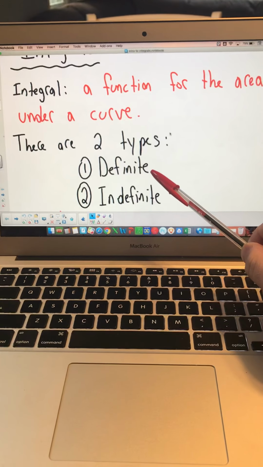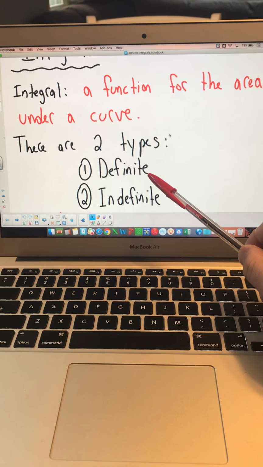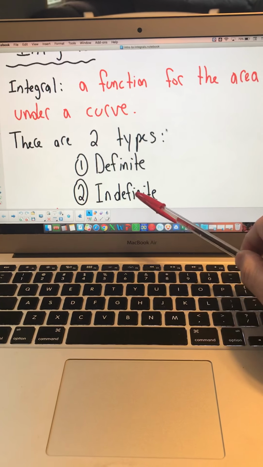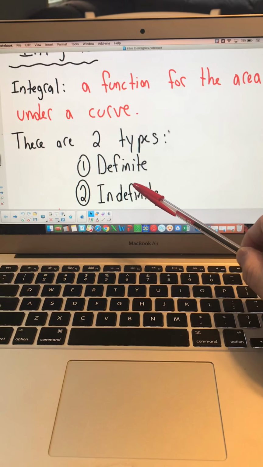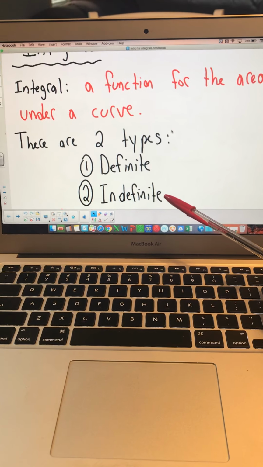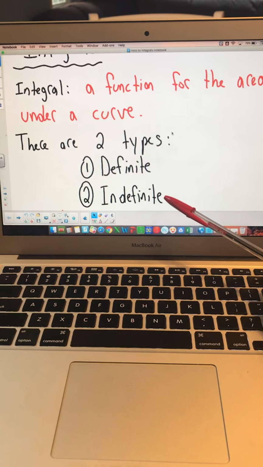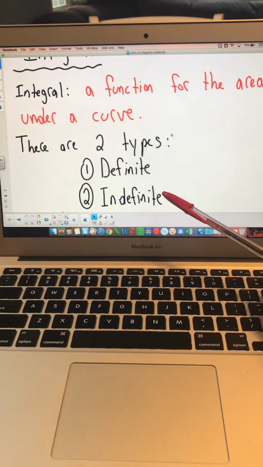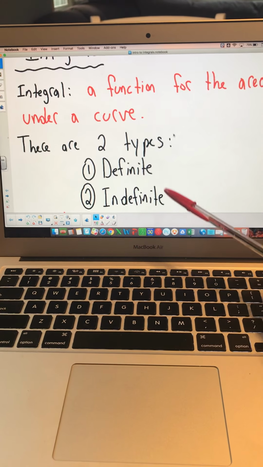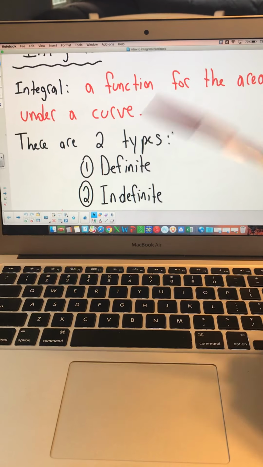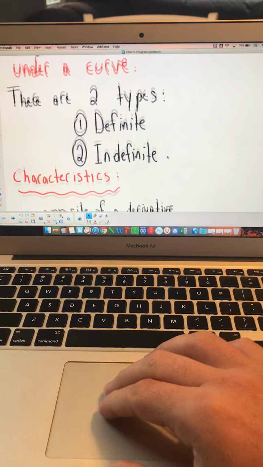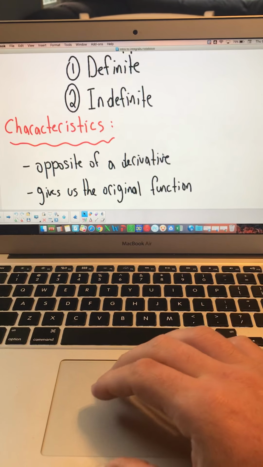Definite means it's bounded. We'll be able to get a number for the area. Indefinite means that it is not bounded. We will not be able to get a designated number for the area. We will just be getting a function for it, similar to a derivative. When we get a value to plug in, we get the slope. When we don't, we just get the equation.